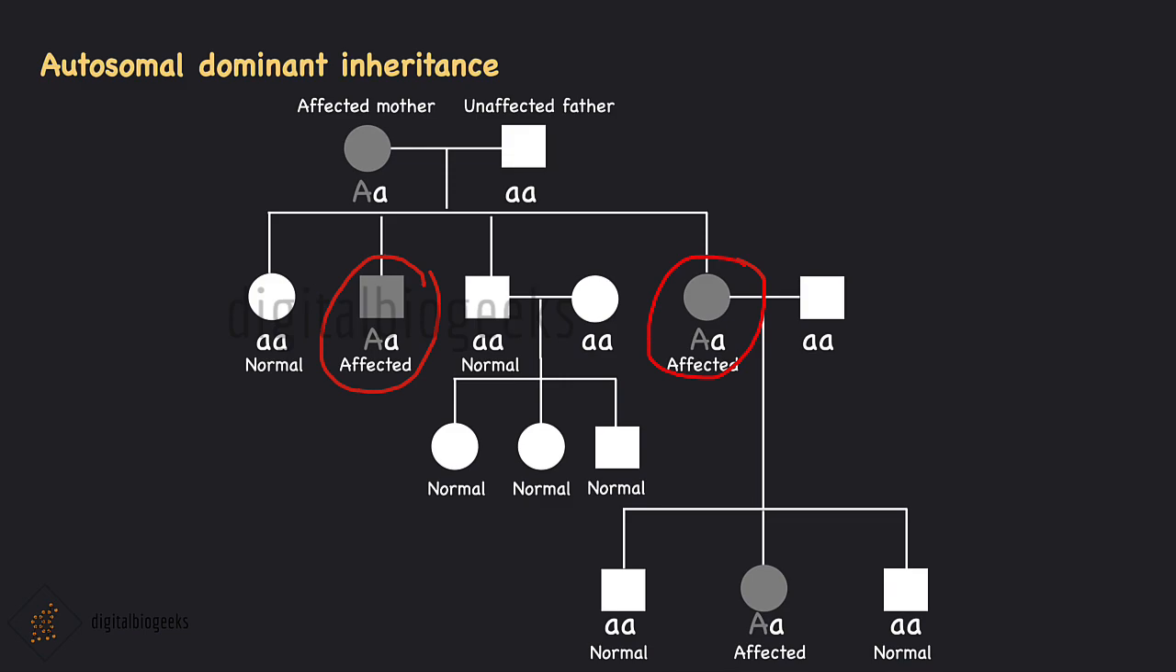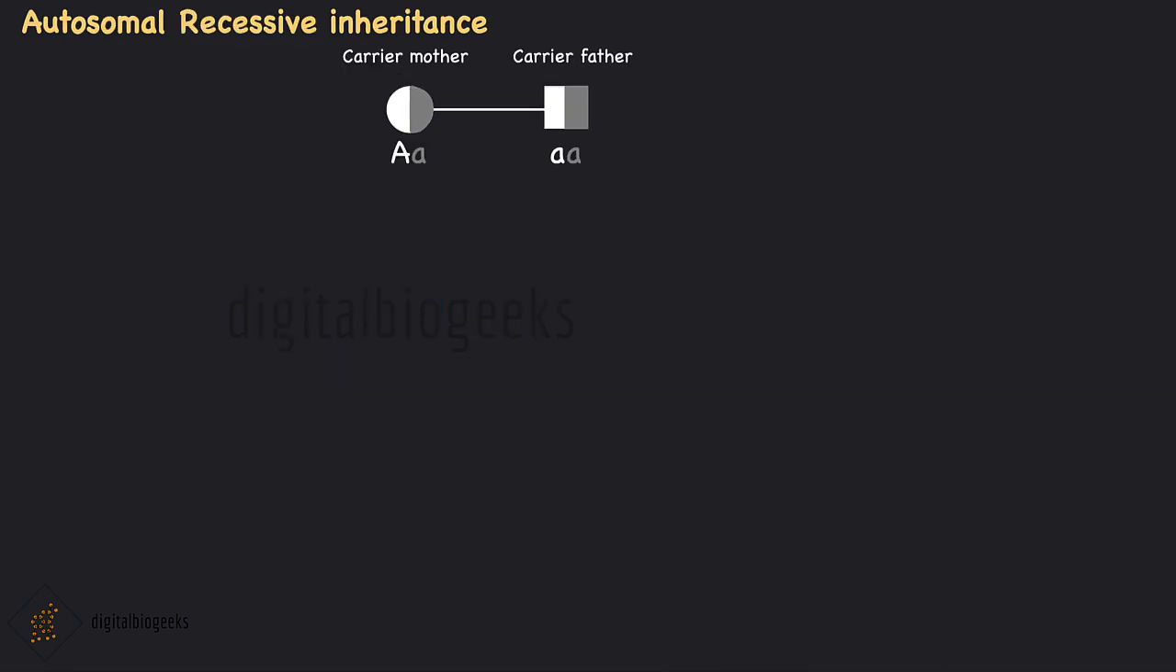Examples of autosomal dominant disease are Huntington disease, where the nerve cells in the brain break down over time, and Marfan syndrome, which affects the connective tissue. Now let's learn about autosomal recessive inheritance. As we know, an individual should have 2 copies of a defected or abnormal gene to have a recessive disorder.